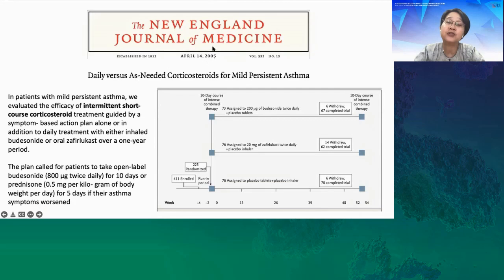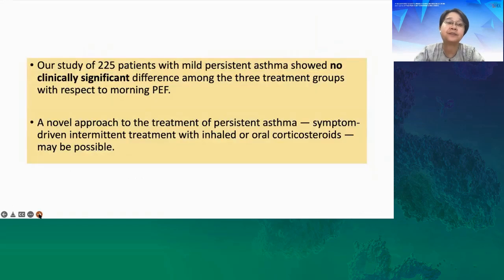The other study I want to share is from the year 2005, where we look at daily versus as needed corticosteroids, again for mild persistent asthma. They evaluated the efficacy of intermittent short course corticosteroid therapy, guided by the patient's symptoms. Patients were allowed to take either open label budesonide for 10 days or prednisolone at 0.5 milligrams per kilogram of body weight for 5 days if the symptoms worsened.